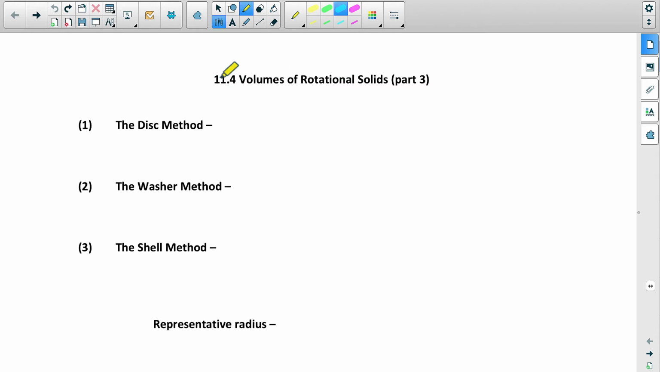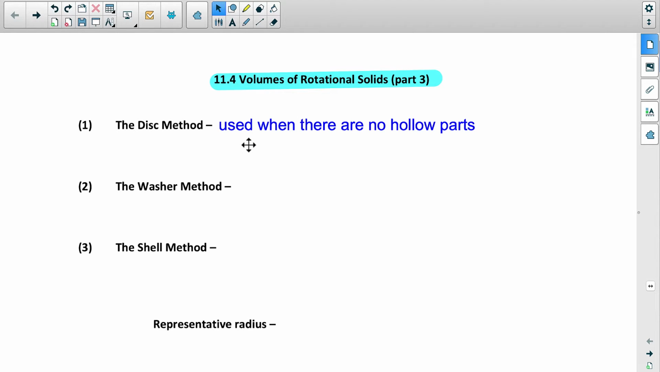Okay, we're going to finish up our rotational solids today. We're going to look at part 3. So we've already looked at two methods. We'll just very quickly review those. We had the disk method. This was used when there were no hollow parts in the three-dimensional shape when we did our revolution. Then we had our washer method, which you can use when there are hollow parts.